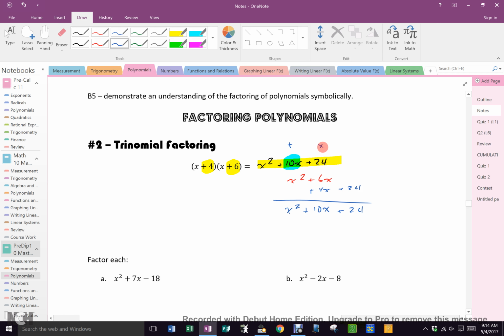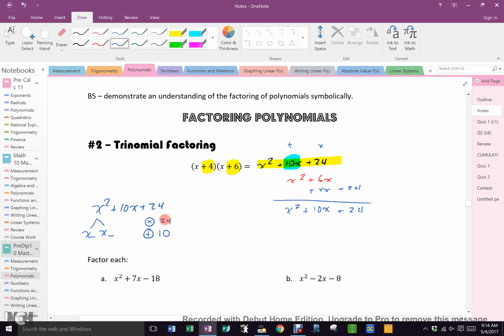So if I wanted to go backwards and I have something that is already in trinomial form, I know that to factor that, I'm going to need two x's to make x squared, and I'm going to need two numbers that will do two things. Those two things are what? Multiply to 24 and add to 10, right?